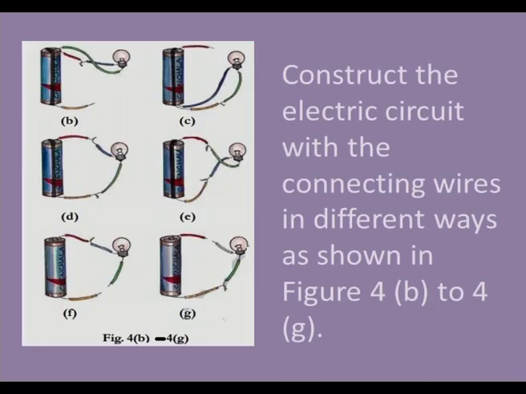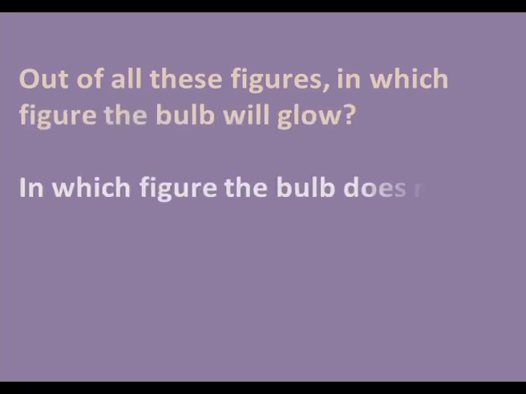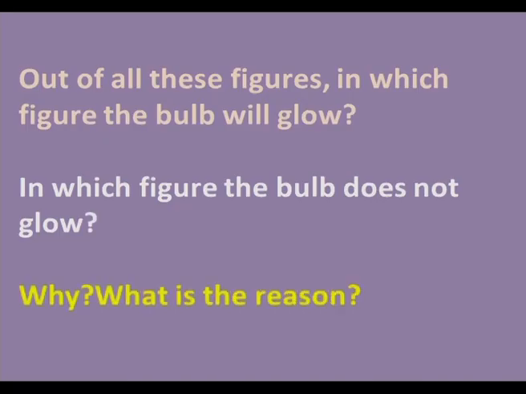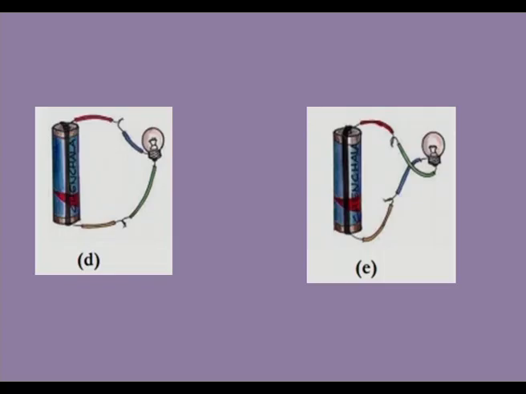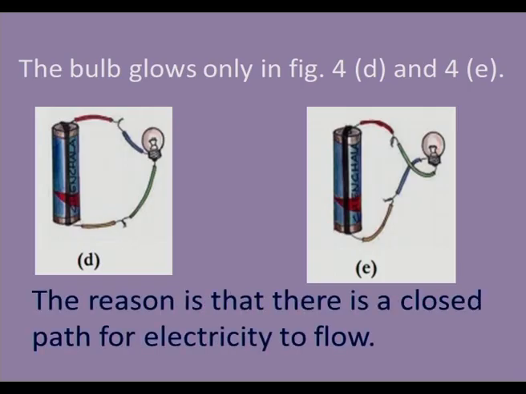Now let us construct the electric circuit with connecting wires in different ways as shown in the figure. You can experiment on your own at home. Out of all these figures, in which figure will the bulb glow, and in which will it not glow? Let us see why. In figures D and E, what happens? The bulb glows only in these two arrangements. Why? Because here there is a completely closed circuit, there is no gap in the wires, and both the positive terminal and negative terminal of the battery are connected. That is why the bulb is glowing.